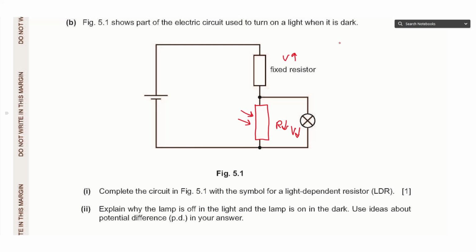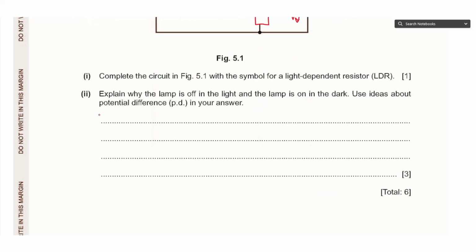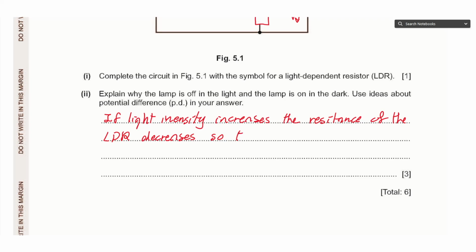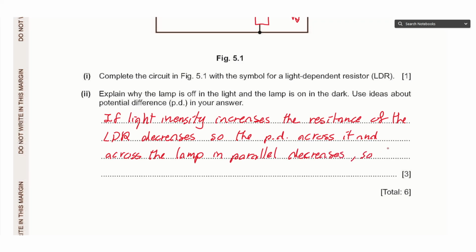So here, if light decreases, the resistance of the LDR increases, and so does its voltage. So we can write it either way. If we start by saying if light intensity increases, the resistance of the LDR decreases, so the potential difference across it and across the lamp in parallel decreases, so there is low current in the lamp, and that low current may not be enough to light the lamp.